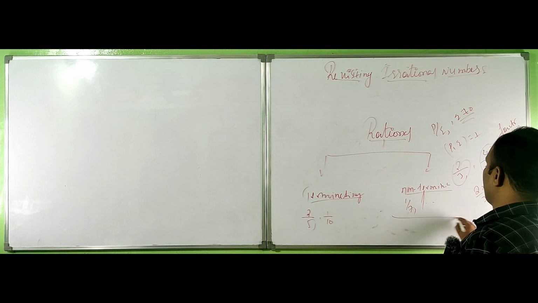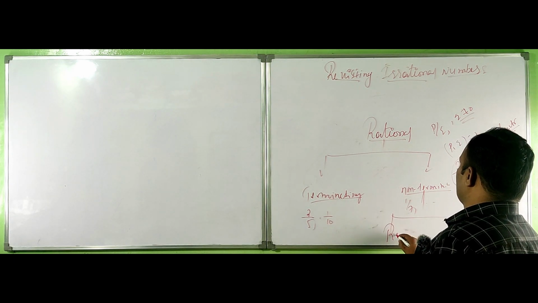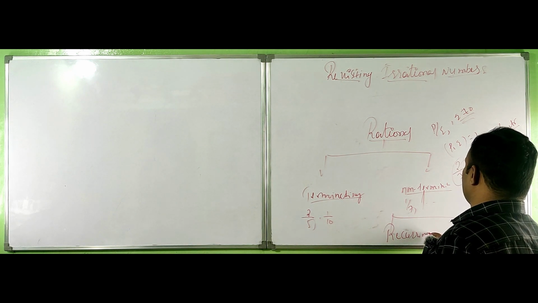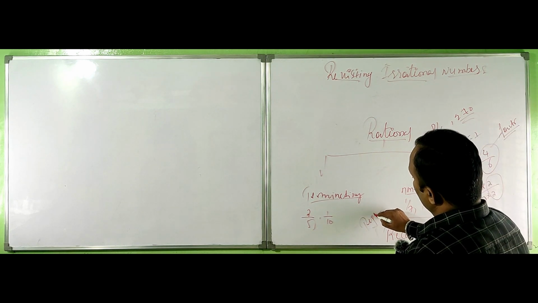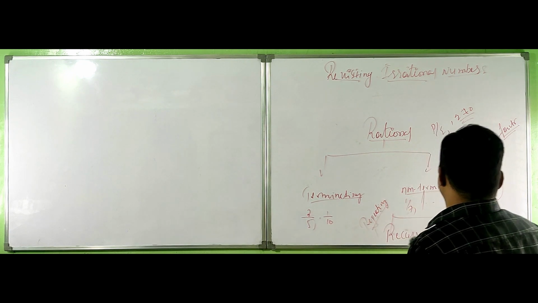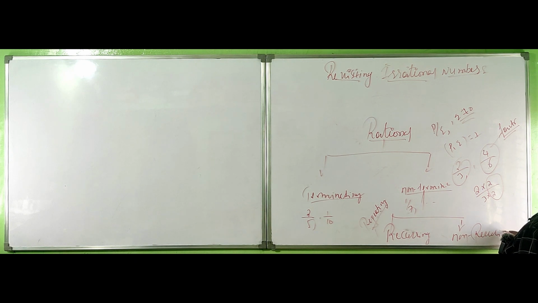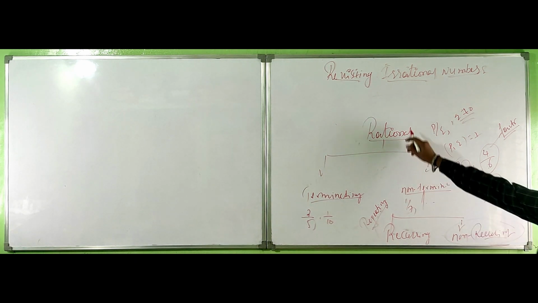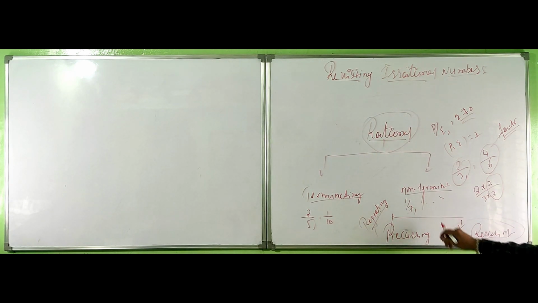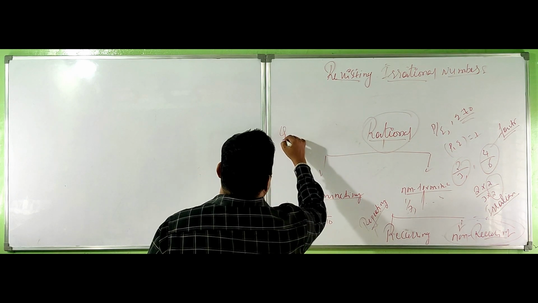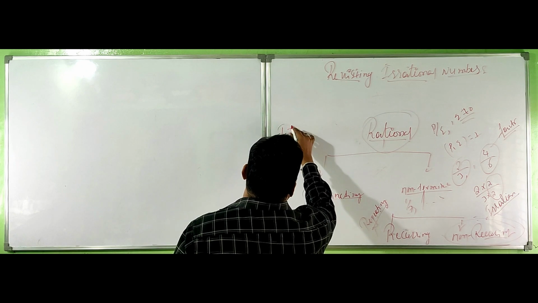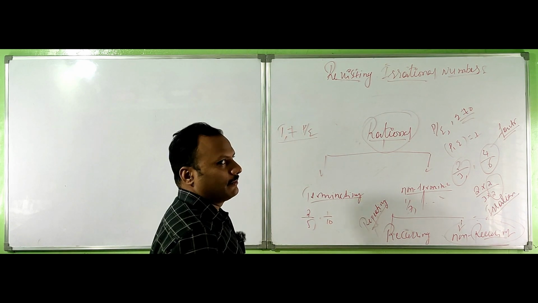Then we have recurring and non-recurring, that is, repeating and non-repeating. Recurring means repeating. The type that is non-terminating and non-recurring cannot be written in the form of P by Q, so this is called an irrational number. Just know the theory only. An irrational number cannot be written in the form of P by Q.